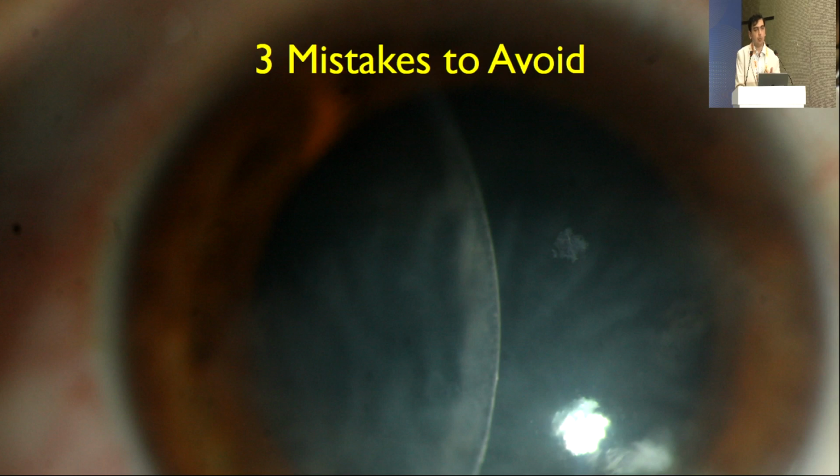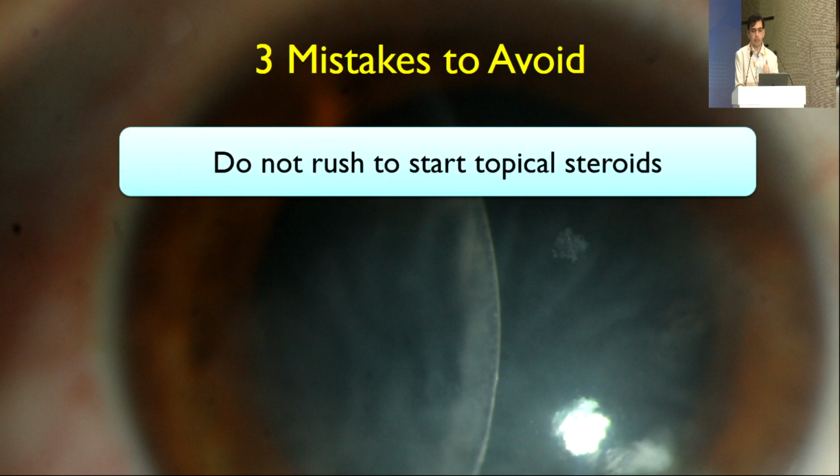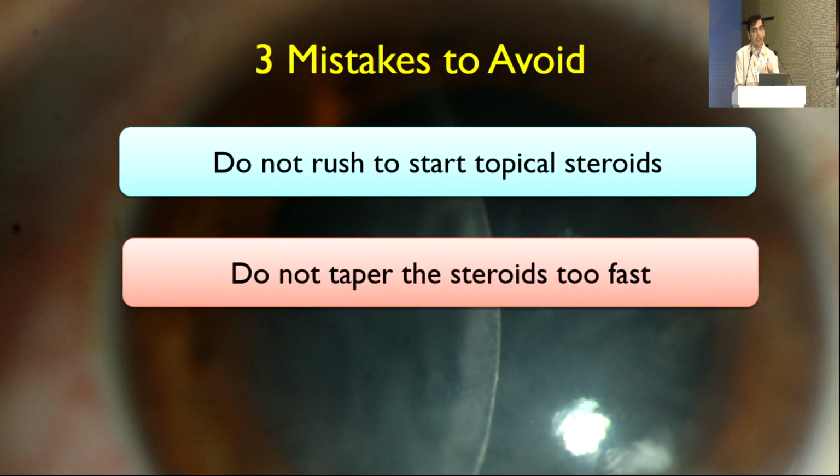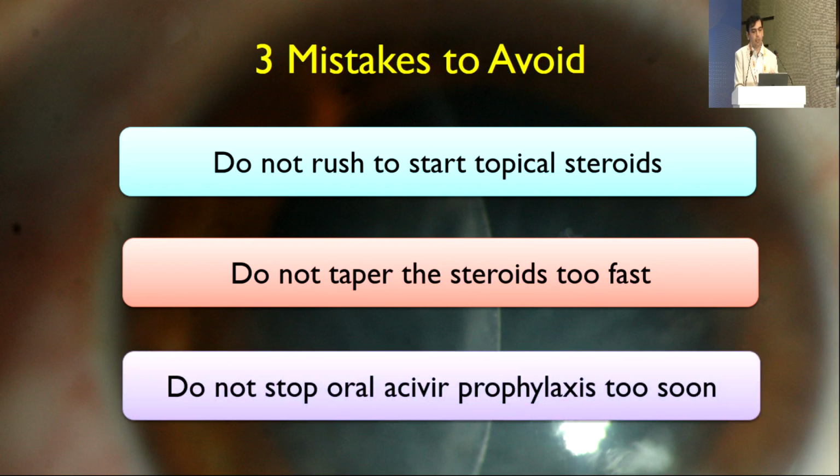So, 3 mistakes to avoid while dealing with stromal keratitis. Do not rush to start topical steroids. If you are doubtful about your diagnosis, there's no harm in delaying for a few days and then starting the steroids. Just see the response to your antibiotics. If you're unsure about whether it's infective, send a corneal scraping if you feel there is an infiltrate capable of giving you some material. Do not taper the steroids too fast. This is the biggest mistake that most ophthalmologists make while treating HSV. And do not stop oral Acyclovir prophylaxis too soon.